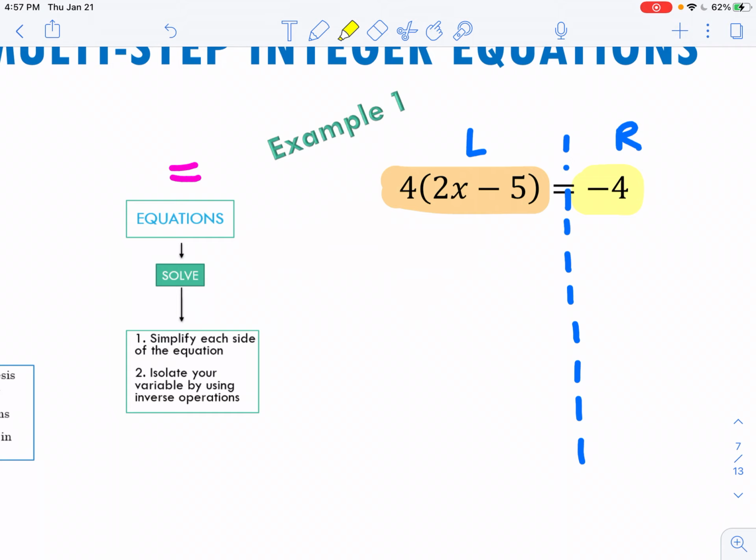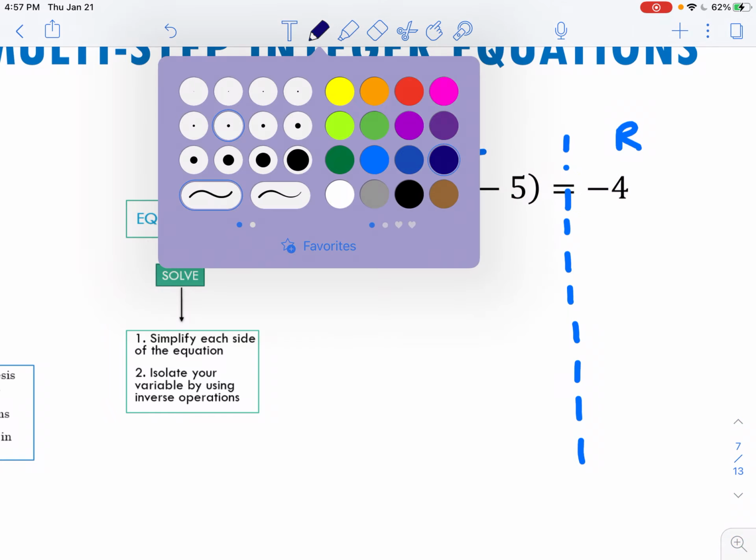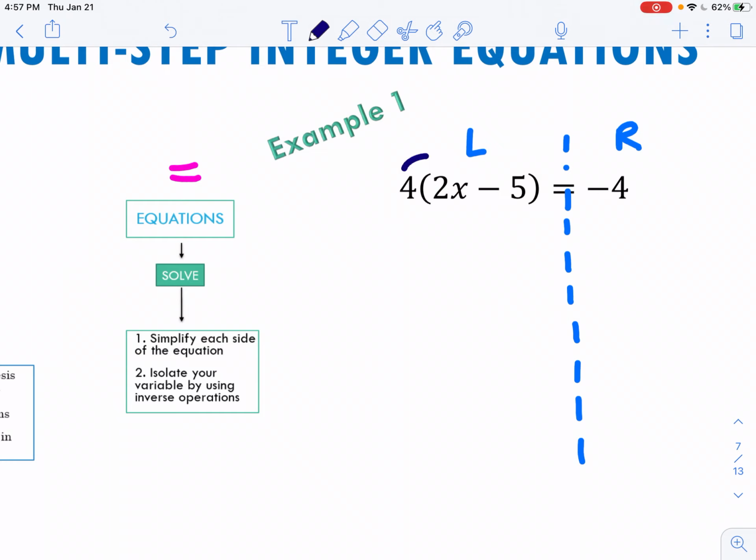So my first step to solve any multi-step equation is to first see if I can simplify either of these expressions. Can I simplify my left expression? Yes, I can. All right, so let's go ahead and do that. I'm going to simplify this by distributing. We're going to take that 4 and multiply it to 2x, which gives me 8x. I'm going to take that 4 and multiply it to the negative 5, which gives me negative 20. I'm going to bring down my equal sign, and I'm going to bring down my negative 4.